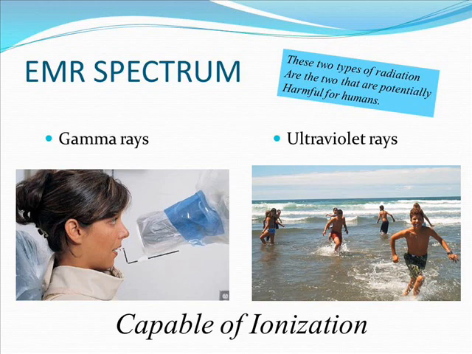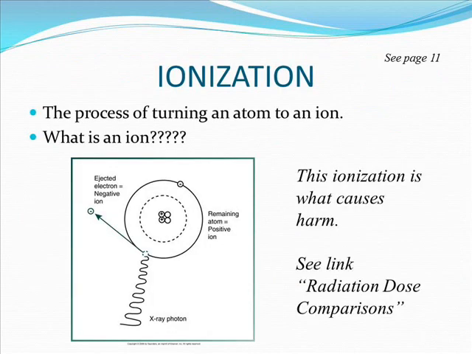The reason why these two are harmful is because they're capable of ionization, and we need to make sure that we understand what we mean by ionization. So what is an ion? If you look at page 11 in your textbook, you'll see at the very top of the page a molecule of water. And a molecule of water consists of 2 hydrogen atoms and 1 oxygen atom. They're connected by the little negative sign between them that are connecting them together.